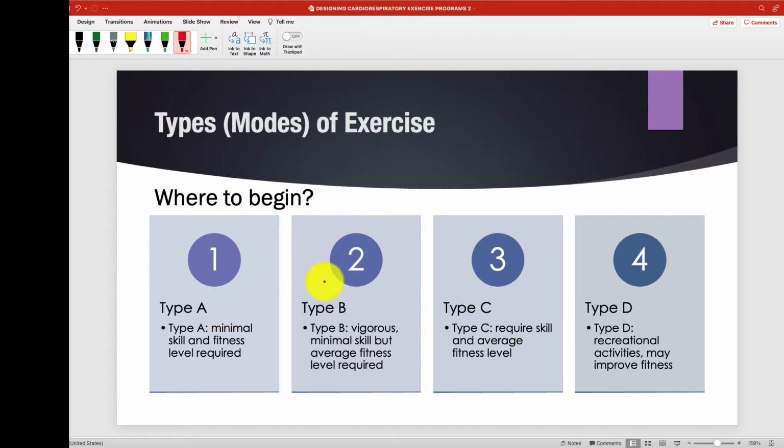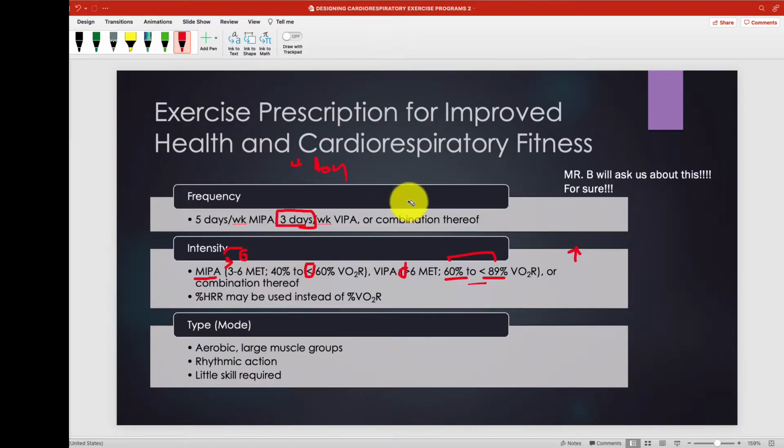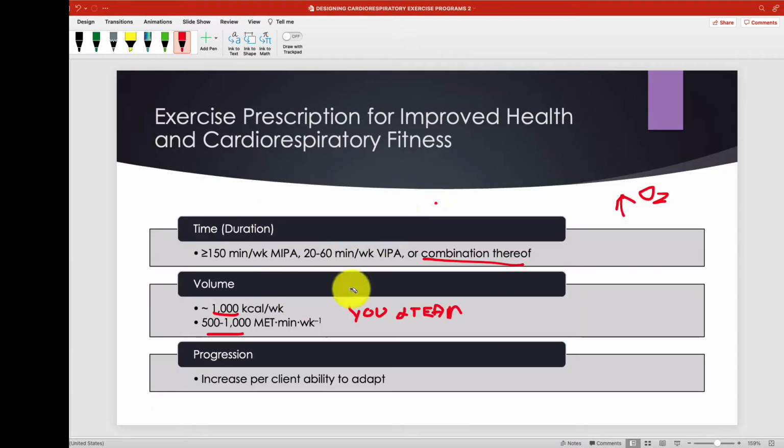So there's these different levels of fitness, and we got to figure out where to begin. Where are we going to drop this person? And then once we drop them in one of these types of fitness, how are we going to manipulate these things? Where are we going to start them? Where are we going to advance them? And when are we going to advance them? So these are all questions we have to think about. That's why I told you at the beginning, this is an art.